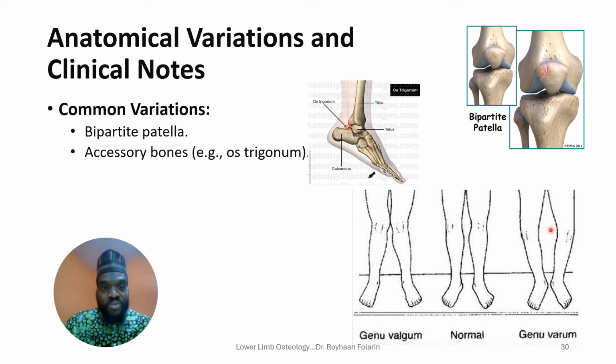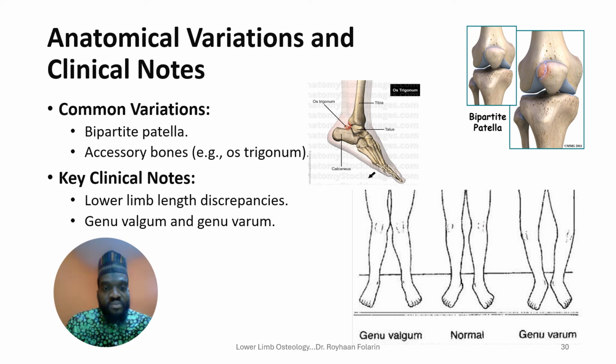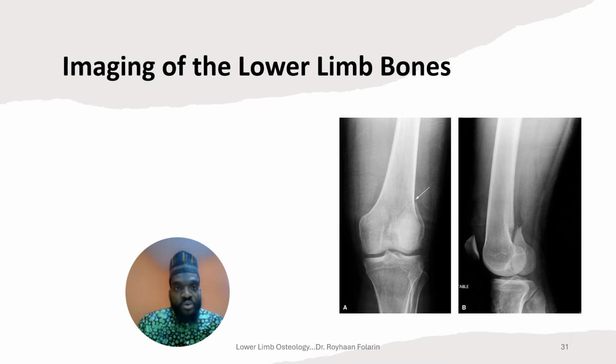Right? So while most anatomical variations do not interfere with function, they actually can influence biomechanics and predispose individuals to certain conditions when subjected to repeated stress. So there could be lower limb length discrepancies too, and then we've talked about the genu valgum and varum.